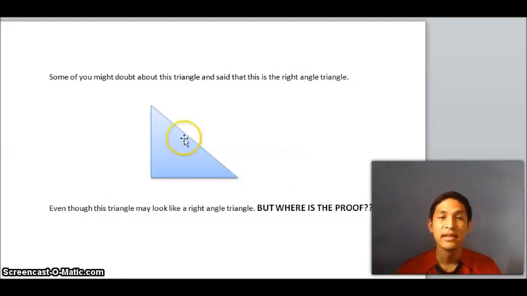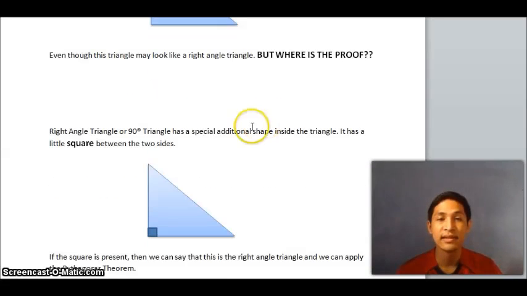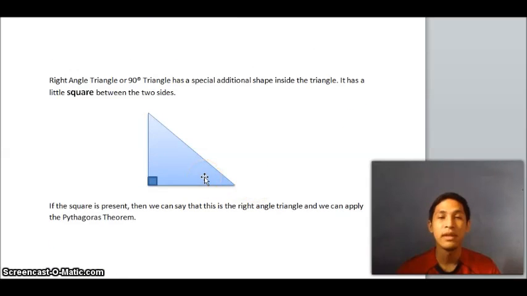And some of you might say that this is a right angle triangle because it looks like 90 degrees. But where is the proof that this is a right angle triangle? A right angle triangle, or 90 degree triangle, has an additional shape, which is a square, to indicate that this triangle has a right angle. Only if this little square is shown between the two sides can we consider it a right angle triangle. Then we can apply the Pythagoras theorem.